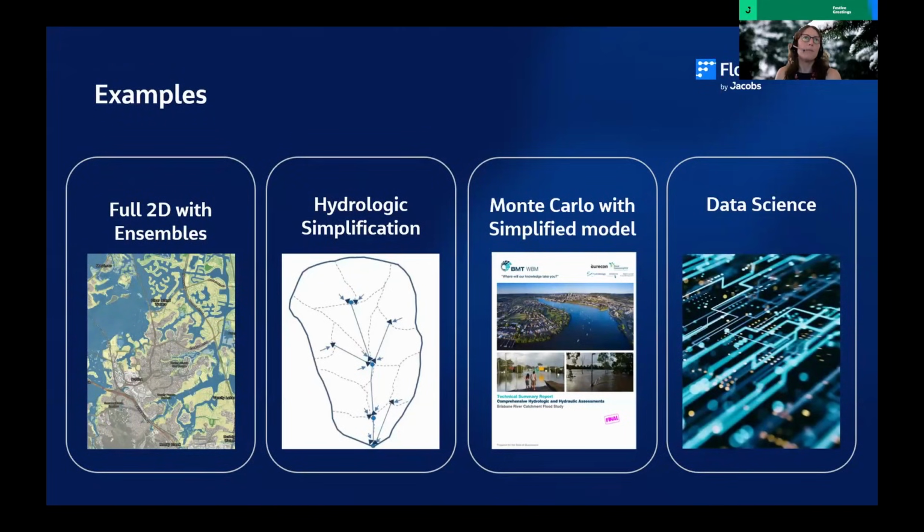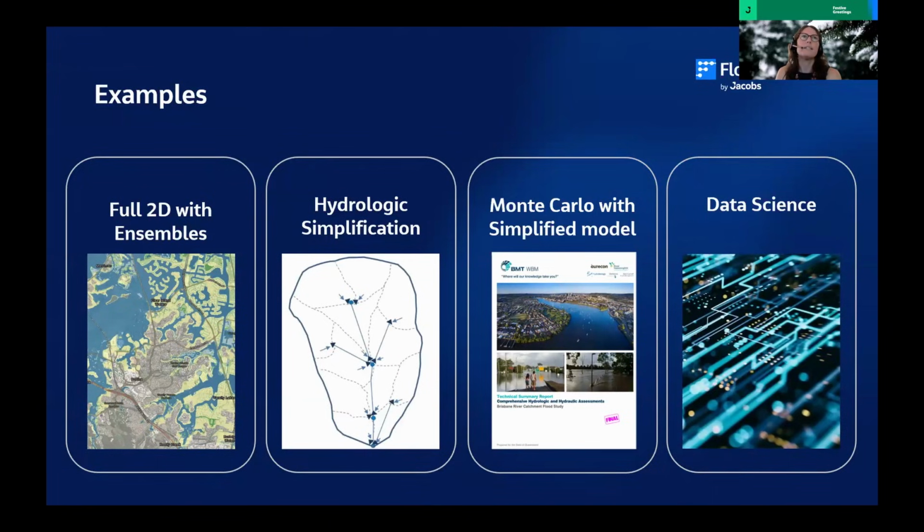So a couple of examples to get your creative juices going. Full 2D with ensembles has really become the default starting point for our industry following publication of ARR 2019. It's generally appropriate where we have multiple locations of interest, are interested in multiple measures of flood behavior, and it's typically required for design of transport infrastructure and catchment-wide flood studies. But what else can we do?